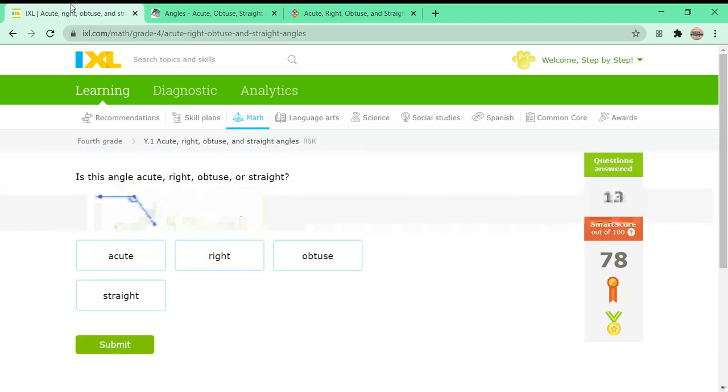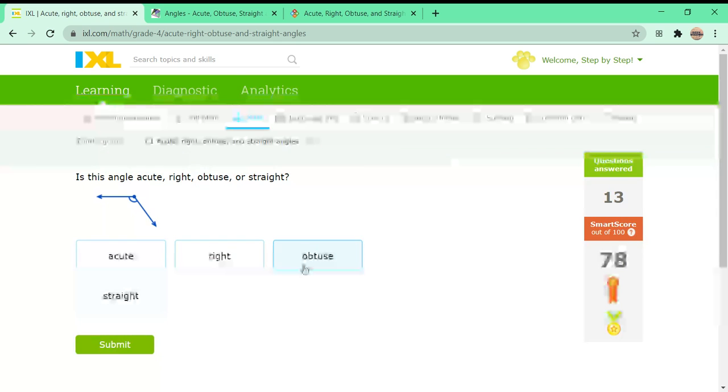Okay, it says, is this angle acute, right, obtuse, or straight? We know that if it's acute, it has to be smaller than 90 degrees. But it's not smaller than 90 degrees. And if it's a right angle, it wouldn't be that big. And it's definitely obtuse because it's more than 90 degrees and it is not less than 90 degrees.